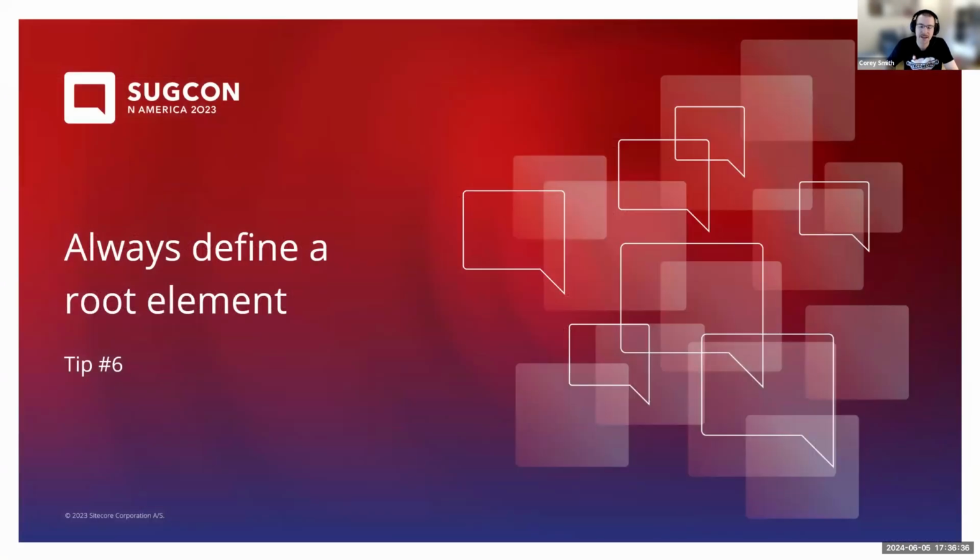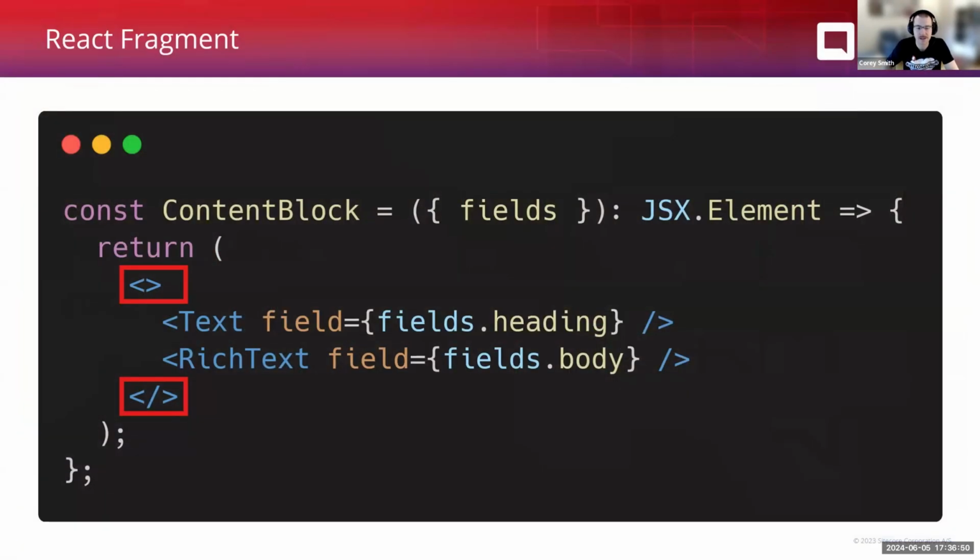Okay, that's enough about data fetching. We're not going to talk about that anymore. We'll have an easy tip now, and this one is always define a root element. This is another one for Pages in the experience editor. I see this pretty often in a React component. Instead of there being a real root element, like a div or a span, you'll see just a React fragment return like this. If you do this, the experience editor and Pages won't work properly for this component.